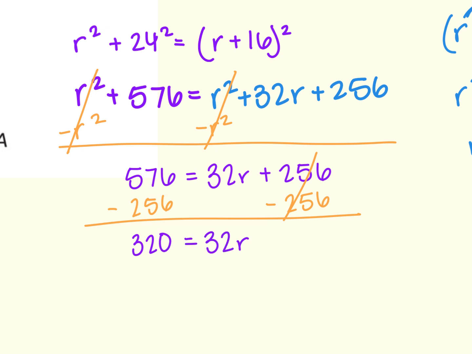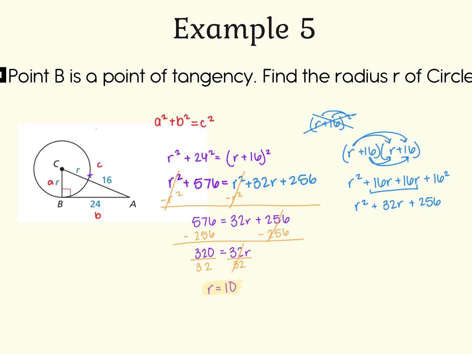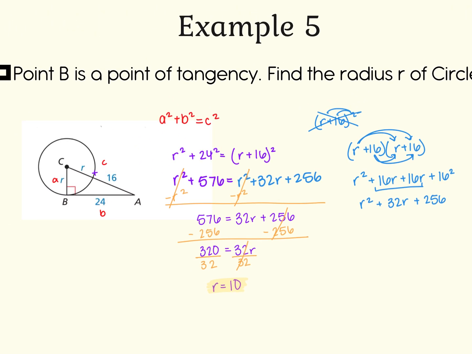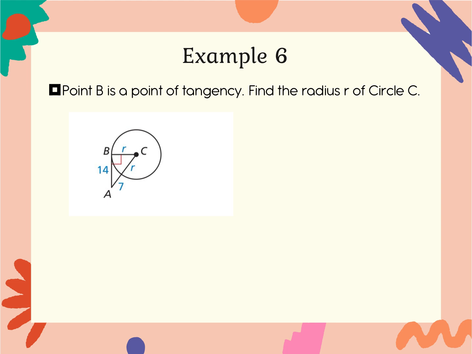And again, I'm solving for r, so what do I have to do? Divide both sides of my equal sign by 32. And r is going to equal, perfect, r equals 10. All right, questions on this example? All right, go ahead and try the next example on your own. I'm going to give you guys some time and then we're going to check it.